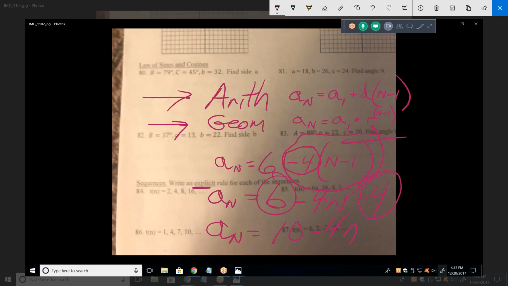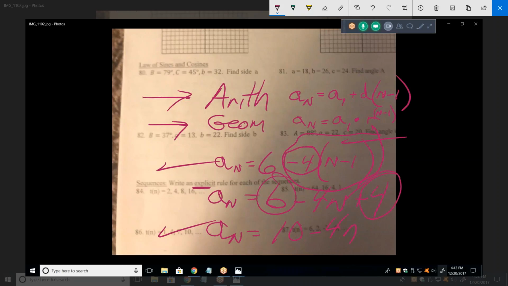Again, we had to do two additional steps. Once we wrote the explicit rule, with an arithmetic sequence, you're always going to be able to simplify that explicit rule into a simpler expression. Whereas with the geometric sequence, that rarely happens. Usually with the geometric sequence, whatever you substitute on the first go around is your answer.